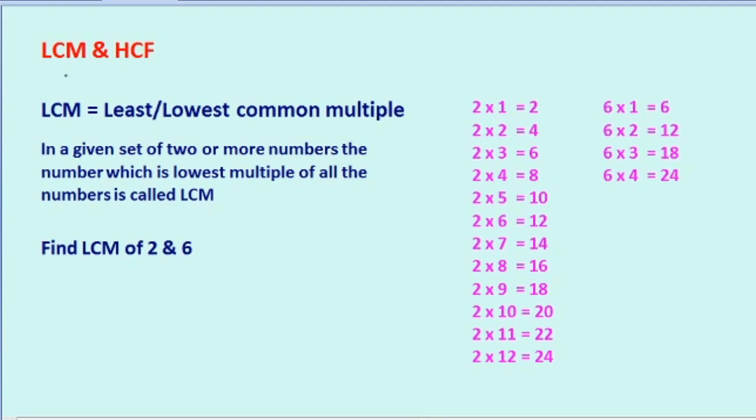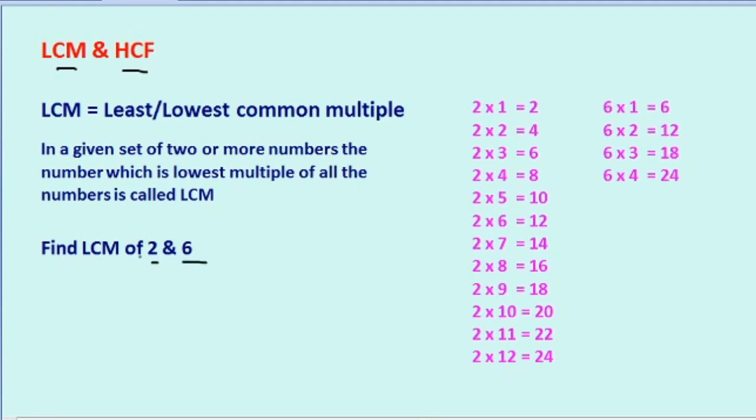Today in the series of basic mathematics classes, I am going to teach you about LCM and HCF. LCM is least or lowest common multiple. What is the definition? In a given set of two or more numbers, the number which is the lowest multiple of all the numbers is called LCM. Let's take an example and solve it. Find LCM of 2 and 6.